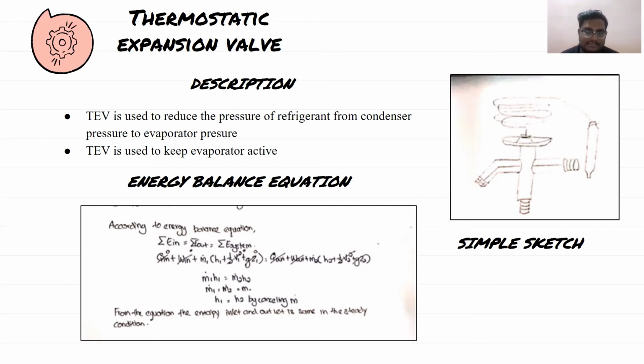Okay, the energy balance equation analysis. Since the flow is in steady state, the energy inlet and energy outlet are equal. So there is no heat loss, work or heat transfer. Therefore, the enthalpy for inlet and outlet is equal.